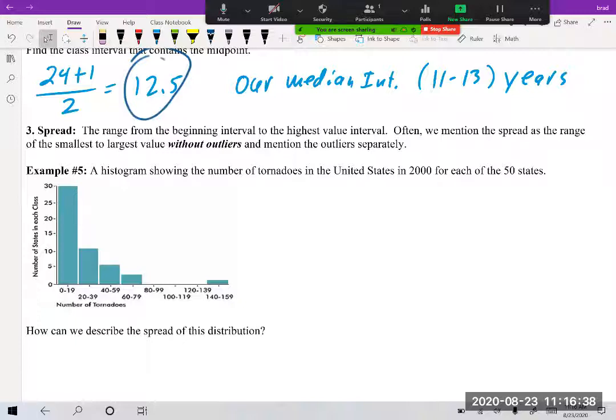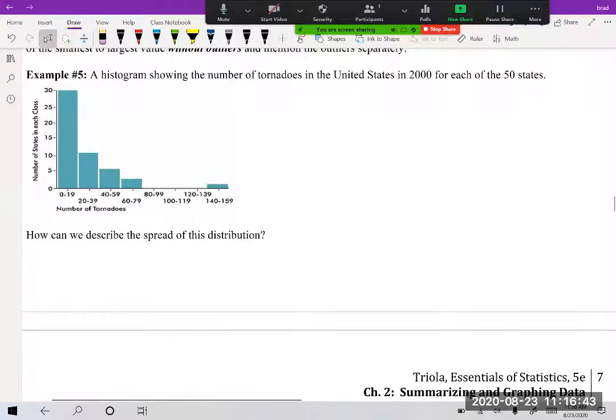So it says a histogram showing the number of tornadoes in the United States in 2000 for each of the 50 states. So it shows number of states. So it says from 0 to 19 tornadoes. How many states had 0 to 19 tornadoes?